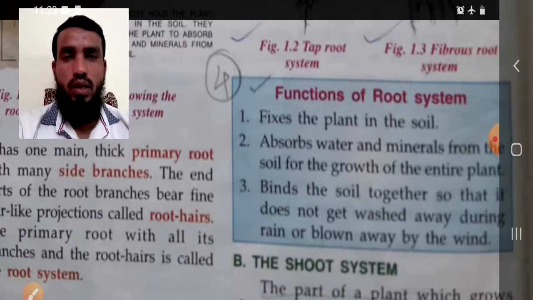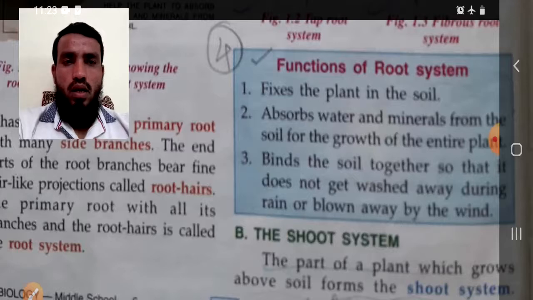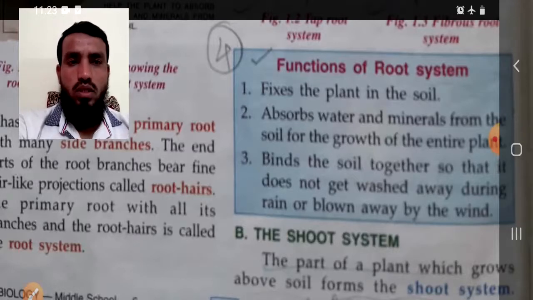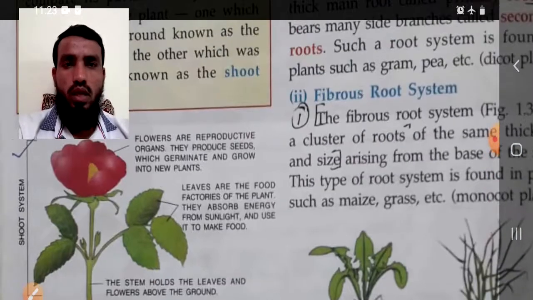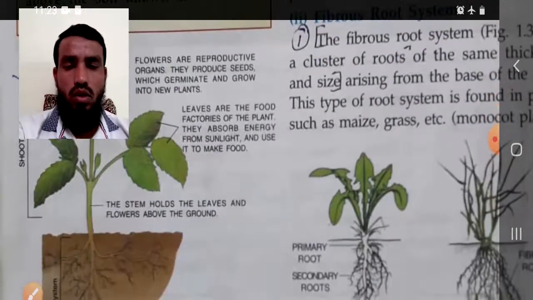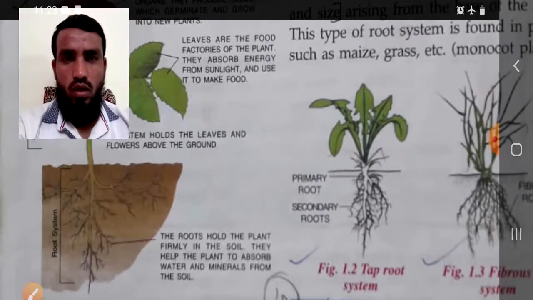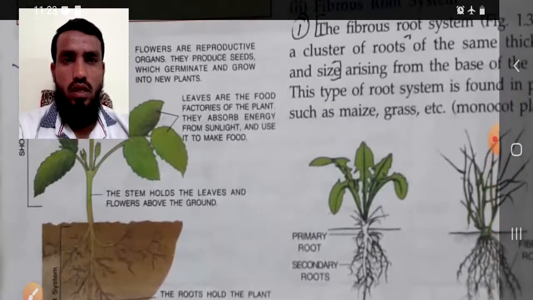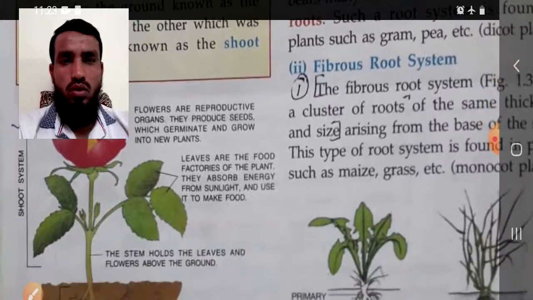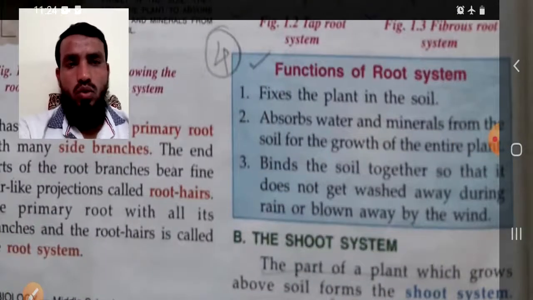So these are the three basic functions of our roots that are important, and you have to keep them in your mind. Next, B, that is the shoot system. Up to here we have just covered the part that is below the soil, which is called the root system. What are the types of roots, what is the function of the roots, and what are the advantages of the roots. Now we will start the part that is present above the soil, that is called the shoot system. So now we will talk about the shoot system.